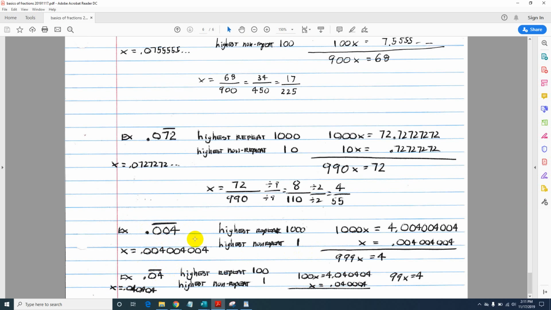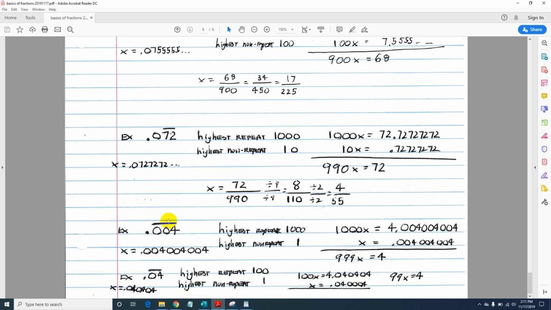In this case, the x is only multiplied by 1 because the highest non-repeating is a 1, right? Basically all the numbers repeat, right? When all the numbers repeat, the first equation is just x equals, right?